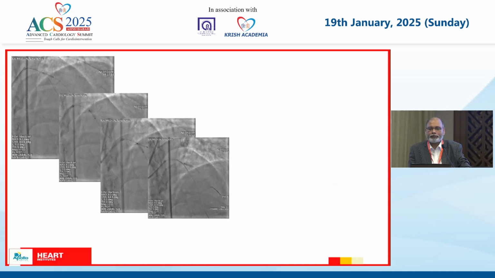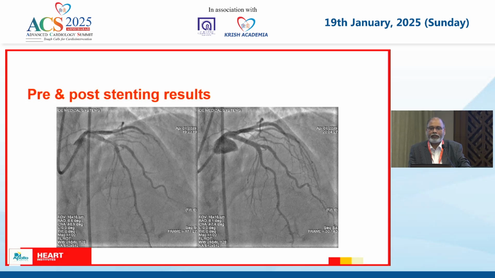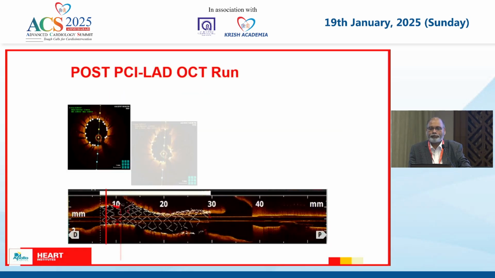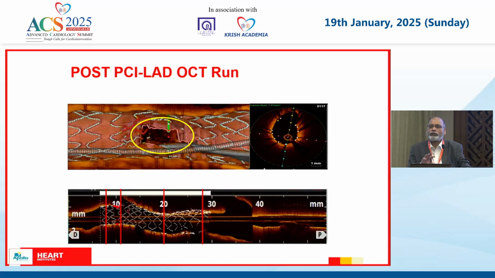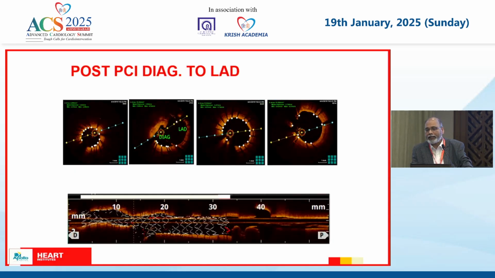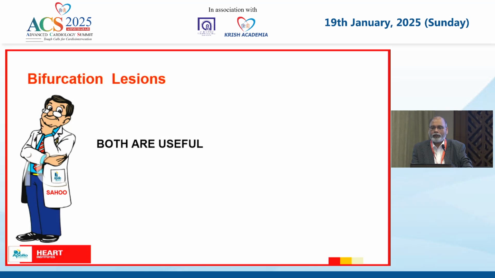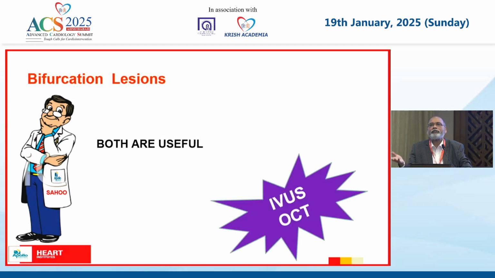So these are the steps that were done, and this was the final result, the pre and the post. The post PCI LAD run of the bifurcation shows the lumen to the circumflex is very well opened up, nothing to be worried about, and you can leave the patient very safely because the stents are well apposed. Now this is a post PCI diagonal to LAD, where you can see everything is well apposed, and the patient has got a good carina, the results are good. Both are useful in bifurcation. Use what you have in your lab, IVUS or OCT. I have both, so it is my prerogative, and seeing the patient's pocket, I use what I have to.